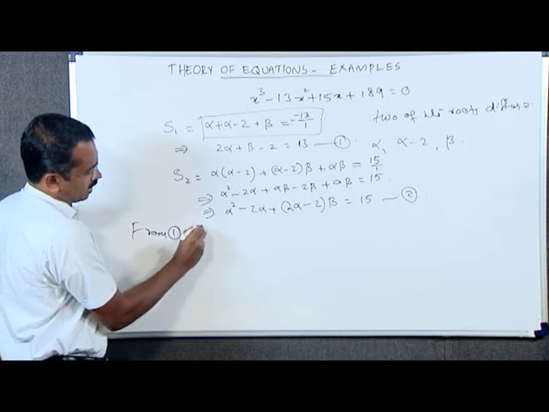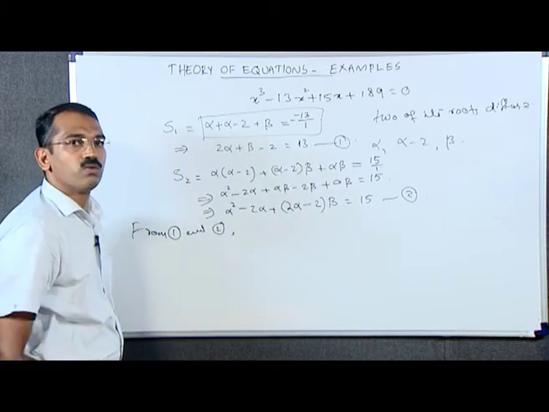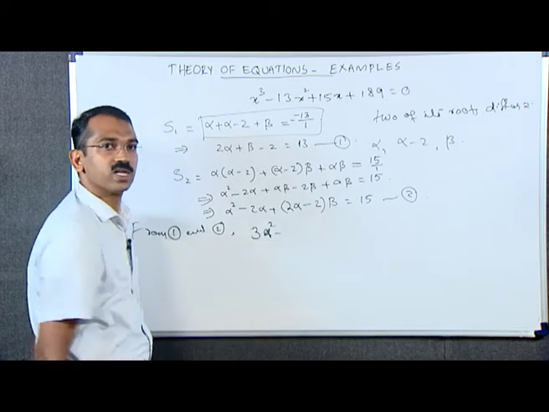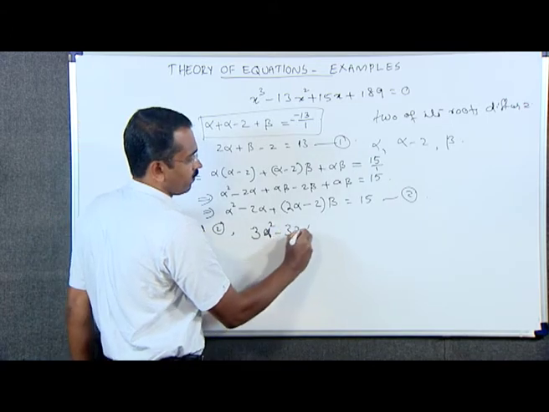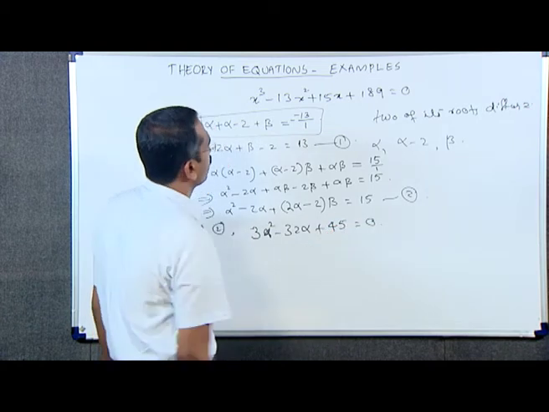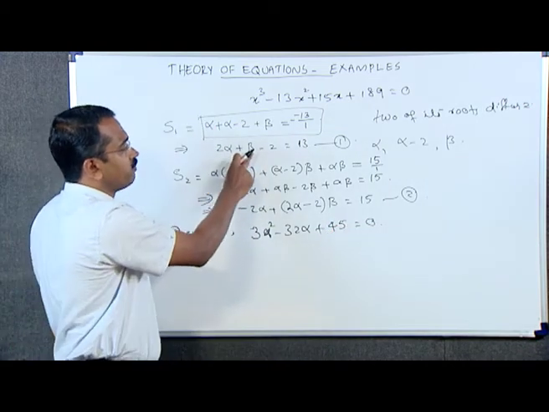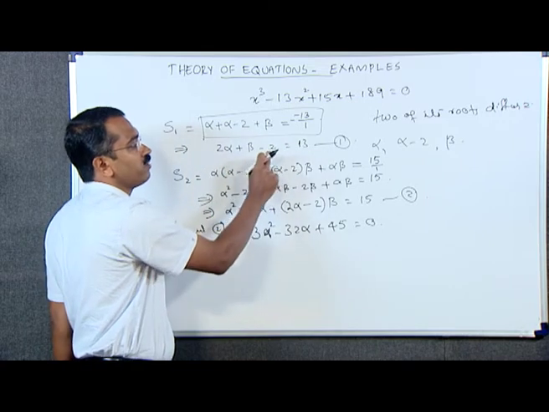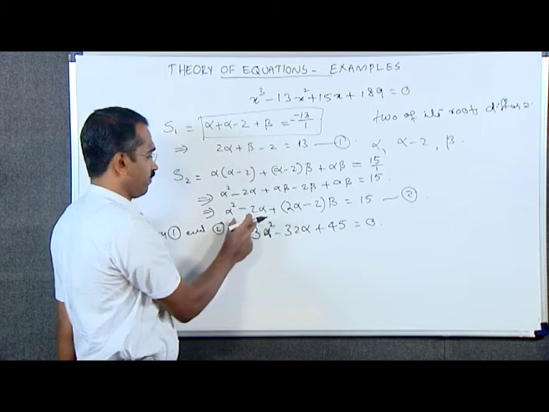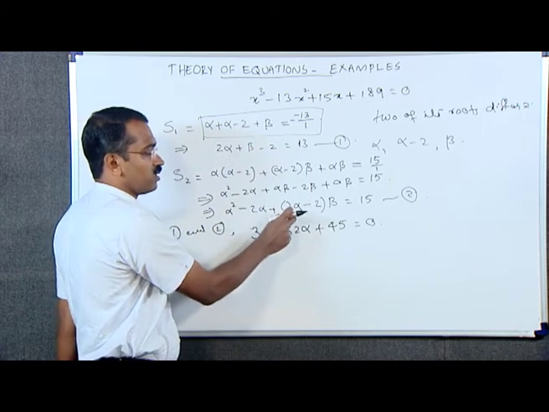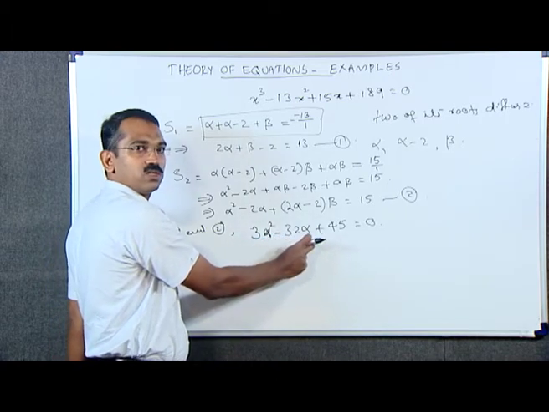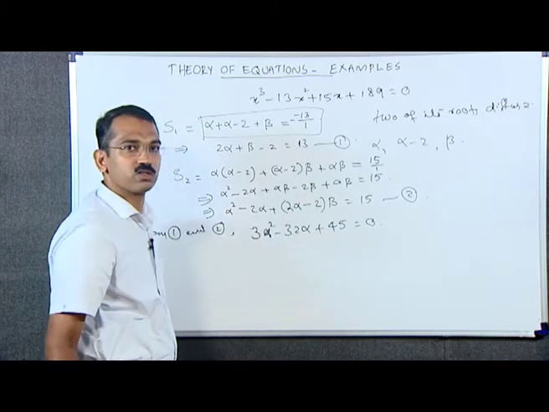From the first equation and equation 2, we will get 3 alpha square minus 32 alpha plus 45 is equal to 0. From here we can write beta is equal to 13 plus 2 minus 2 alpha, and substituting the value of beta in the second equation, we will get this equation, that is 3 alpha square minus 32 alpha plus 45 is equal to 0.